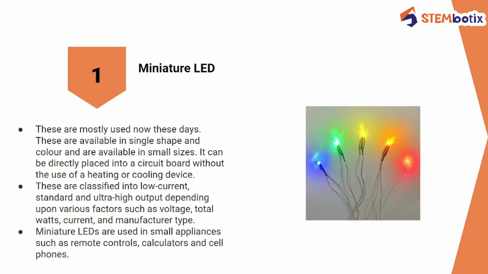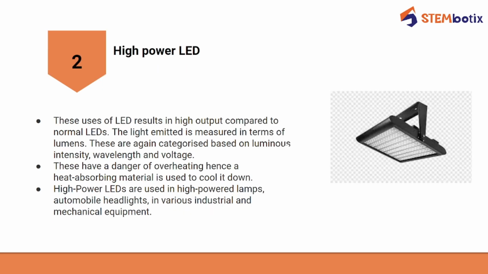These are classified into low current, standard and ultra high output depending upon various factors such as voltage, total volts, current and manufacturer type. So these are the different classifications, and depending upon these factors, the different miniature LEDs are designed. Miniature LEDs are used in small appliances such as remote controls, calculators, and cell phones. So these are the areas where you can see this kind of miniature LEDs.